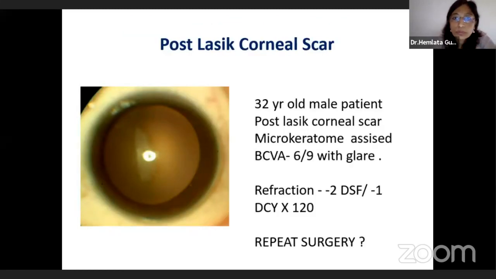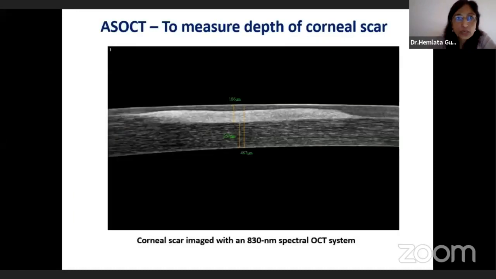This was a 32-year-old male patient who presented to us with a post-LASIK corneal scar. LASIK was done somewhere else, so we didn't know the depth of the scar or what kind of keratome was used. The patient had a refractive error of -2 diopters with -1 cylinder. Before planning any redo surgery, we always do anterior segment OCT in such cases. You can very clearly see that the scar involves almost the whole flap, but there is a residual stromal thickness of 257 microns. So it is not possible to just treat the scar.